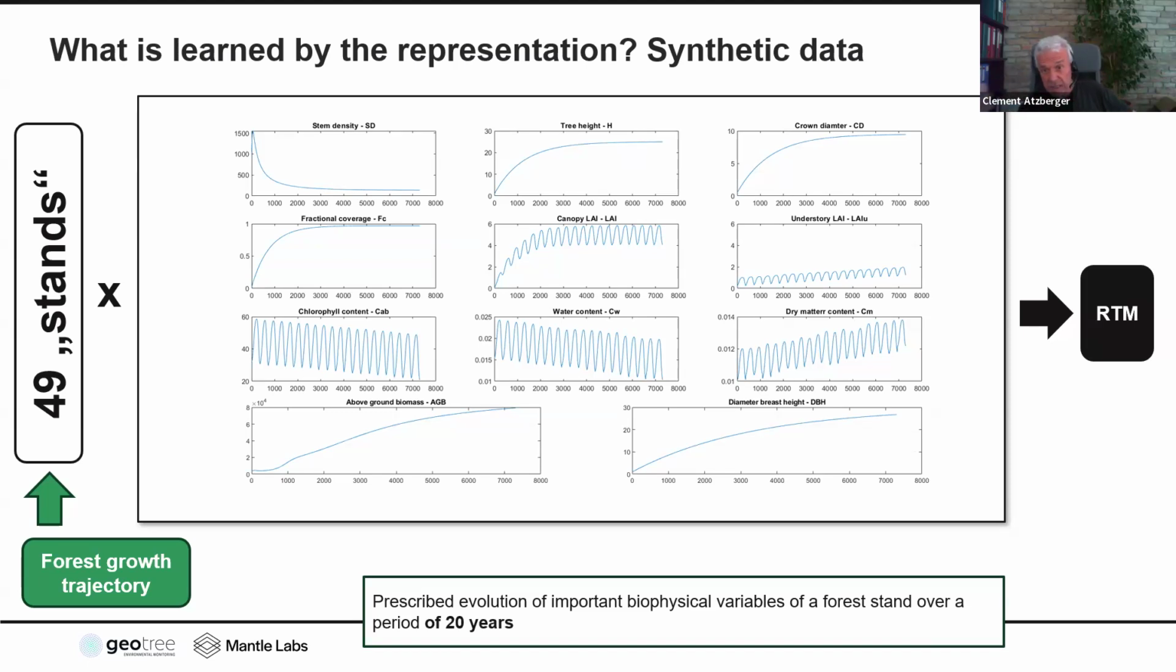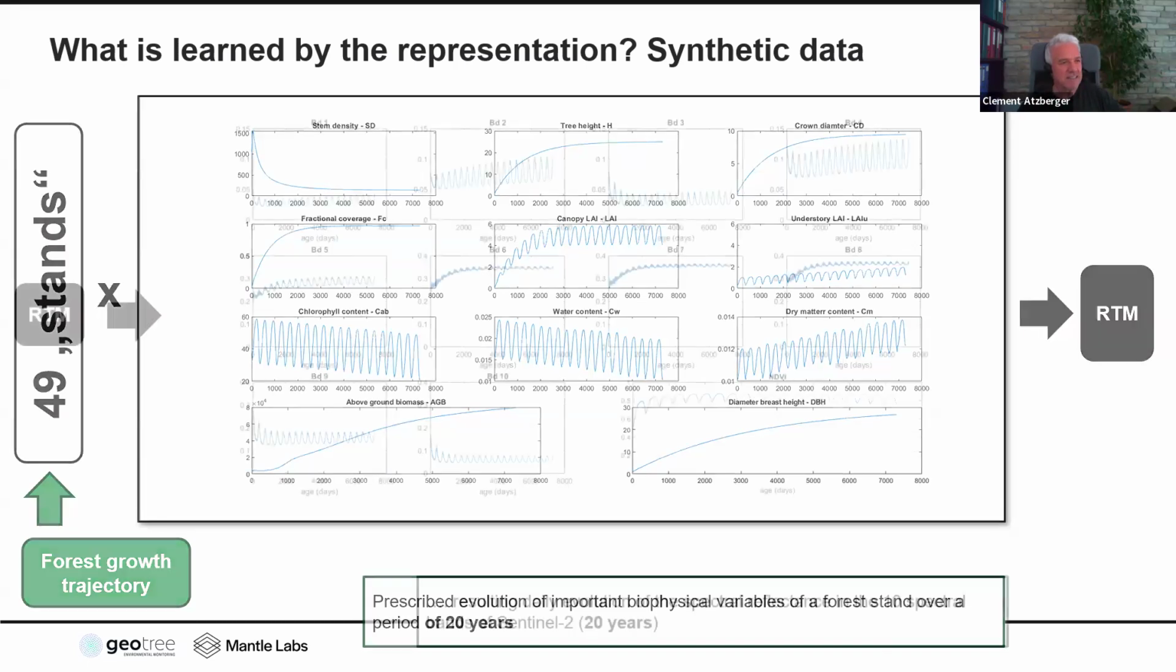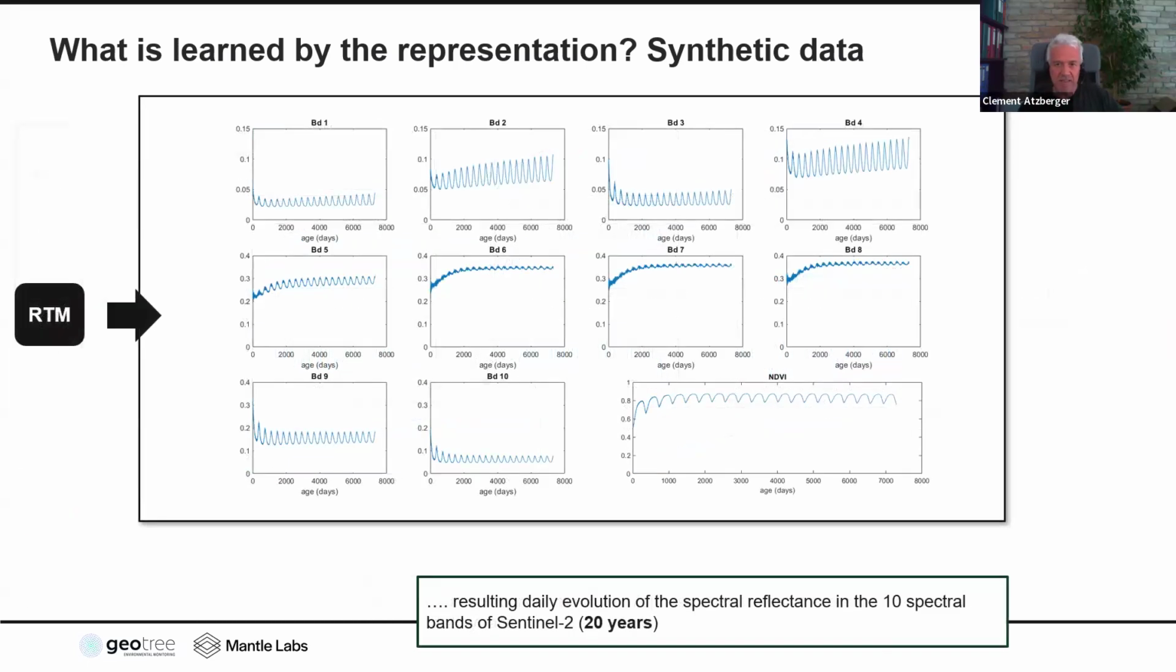Now, the radiative transfer model converts these biophysical variables into spectral reflectances, here for 10 spectral bands. Again, what is shown here is only for 1 out of the 49 stands. And you see how the different spectral bands react to this temporal evolution of the biophysical variables.